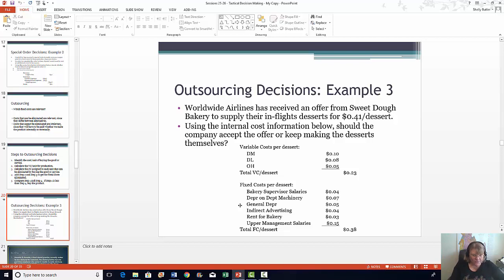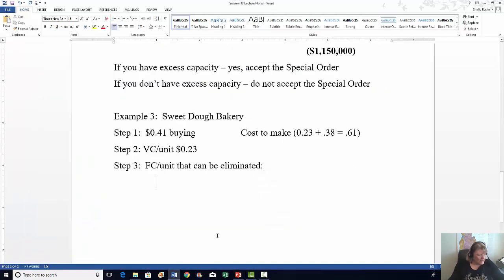Indirect advertising, no. They're going to have indirect advertising for other departments, so no, can't eliminate that. And then rent for the bakery, absolutely. You don't have to have that section. We can rent it to somebody else or put a different department in there. We can eliminate that. Upper management salaries, no. So let's go back, and so we can eliminate the bakery supervisor, we said.